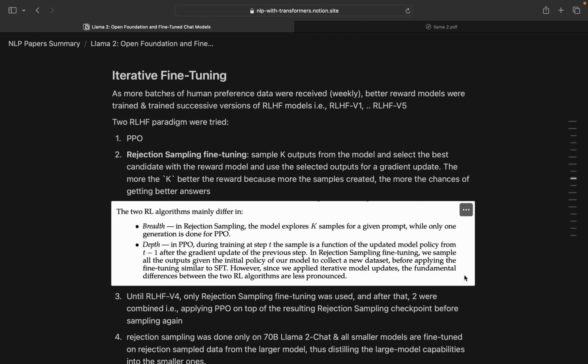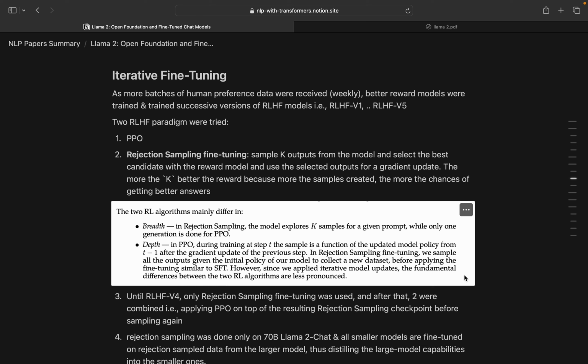So the next component in the RLHF is iterative fine-tuning. Meta used to get the data from the vendors or from the annotators on a weekly basis, and depending on that they used to train their RLHF. They went through iterations, RLHF V1, V2, till they had RLHF V5. Let's see how they have gone through this.